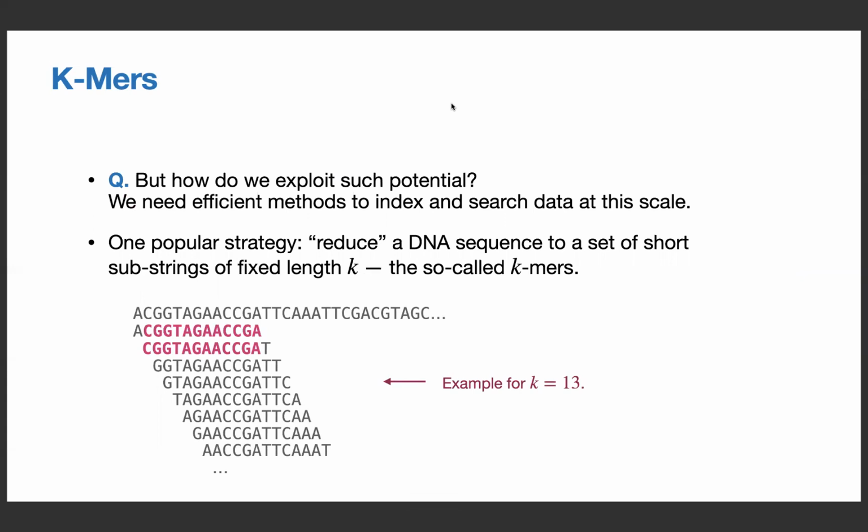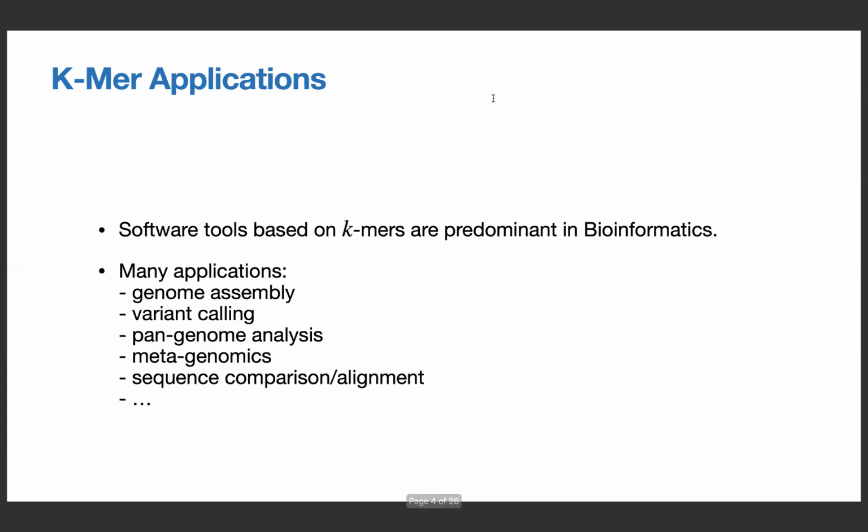One popular strategy to handle such complexity is to reduce a DNA sequence to a set of short substrings of fixed length k that are called the k-mers. Here, you have a simple example for k equal 13. As a result, software tools based on k-mers are predominant in bioinformatics, also because k-mers are relevant for many different applications, ranging from genome assembly and variant calling to sequence comparisons and alignment.